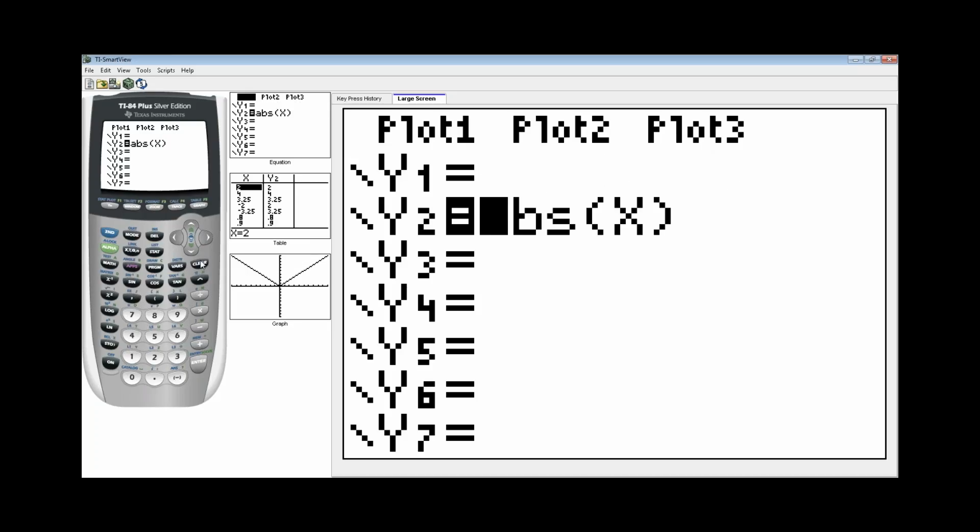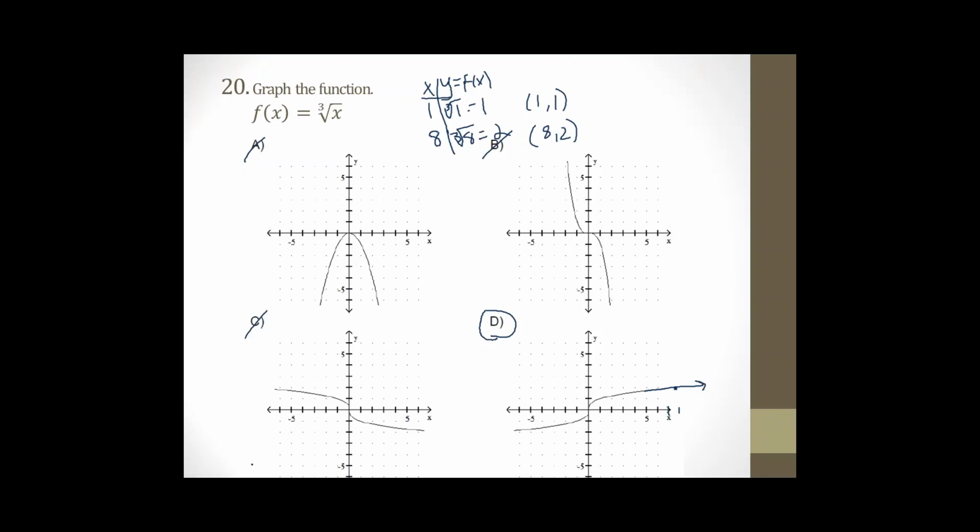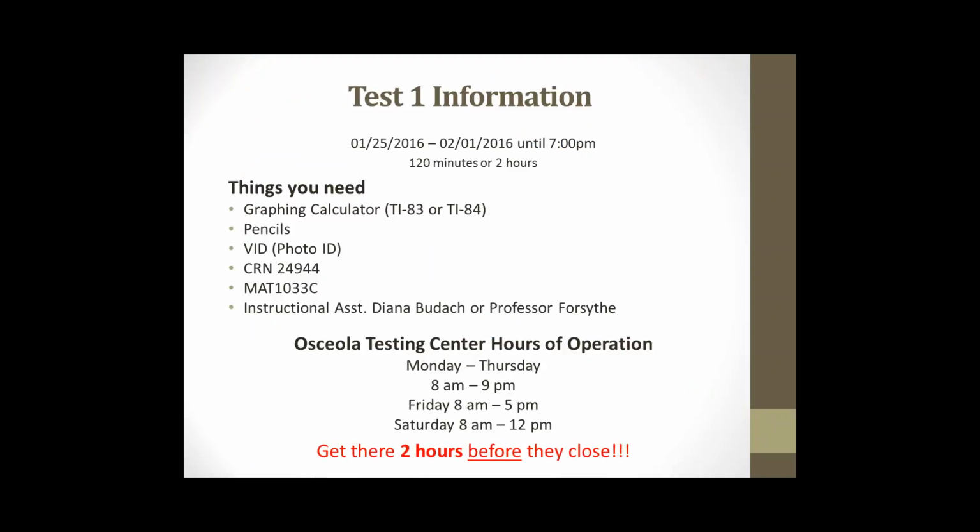Any questions on using the graphing calculator for this test? Everyone knows how to, like Deanna was asking about converting a fraction to a decimal to fraction, anything like that. All right, well, here's some test 1 information.